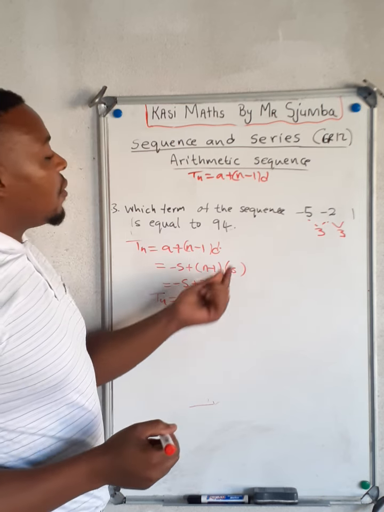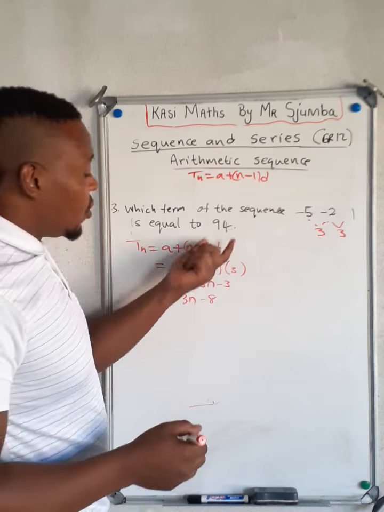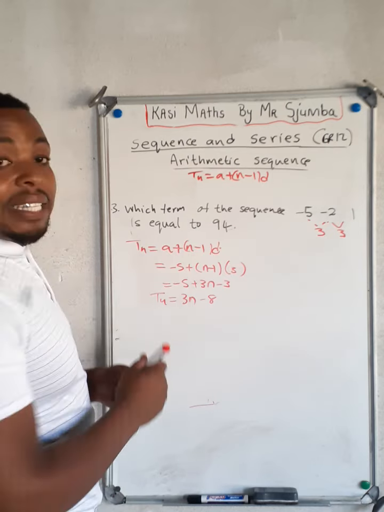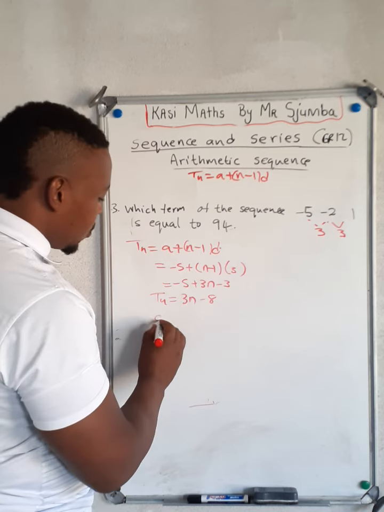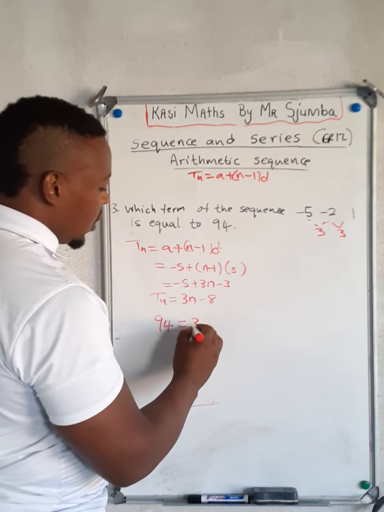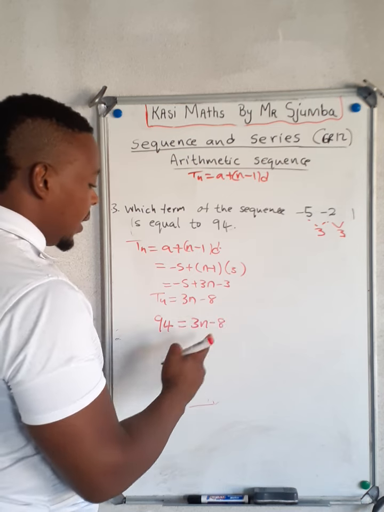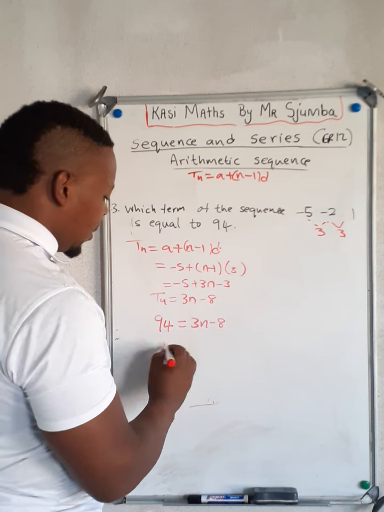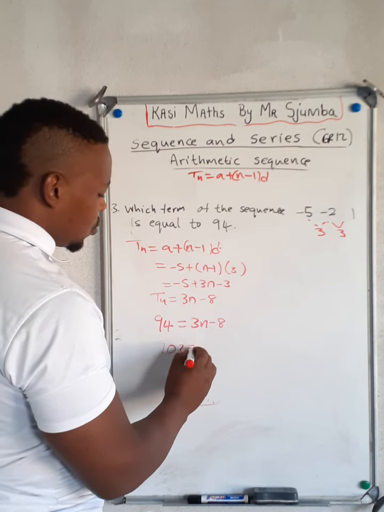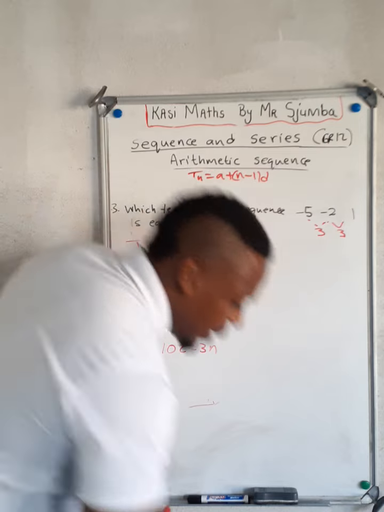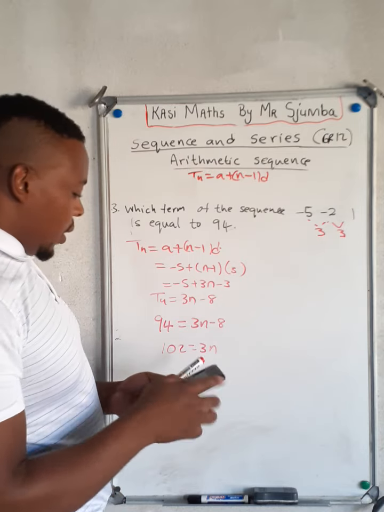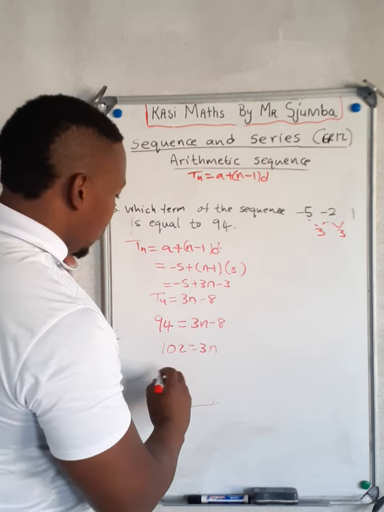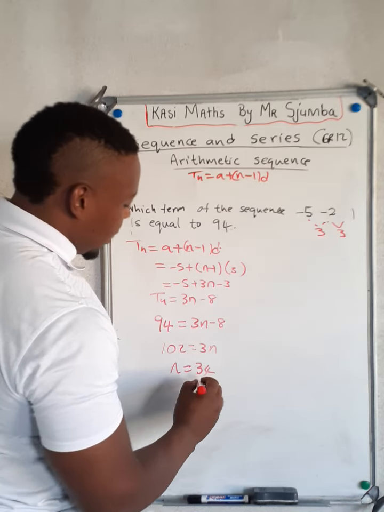But now we're looking for n because we are given Tn. So Tn is 94, which is equal to 3n minus 8, and then we must solve for n. 94 plus 8 is 102, which equals 3n. And then let me use my calculator. 102 divided by 3 is 34. So our n is equal to 34.